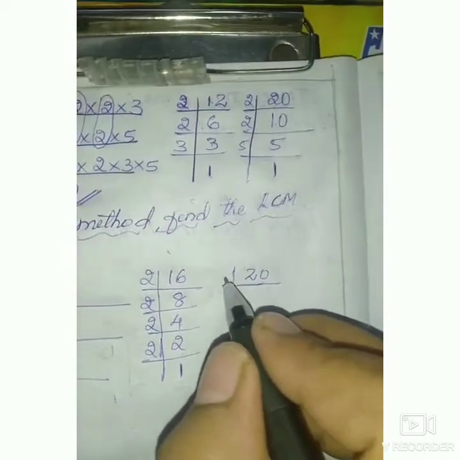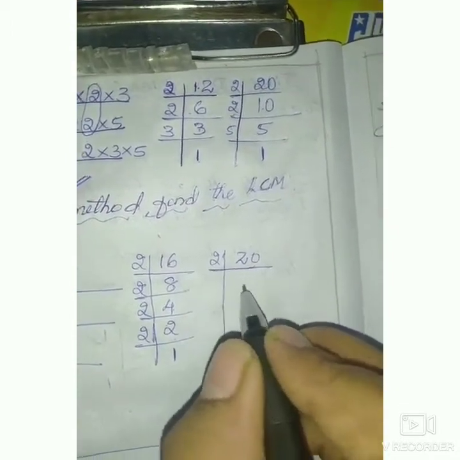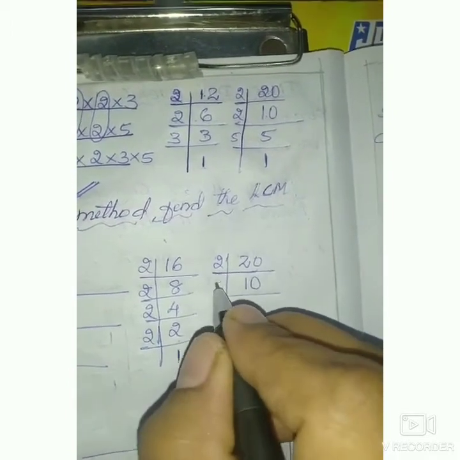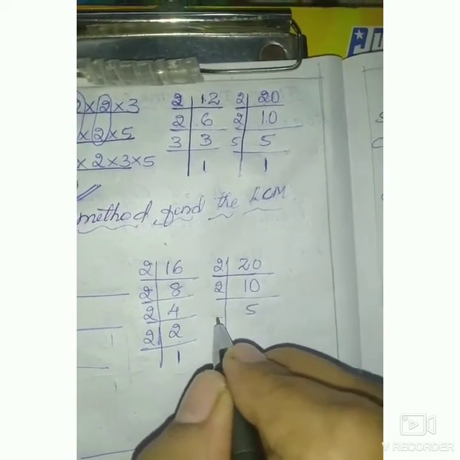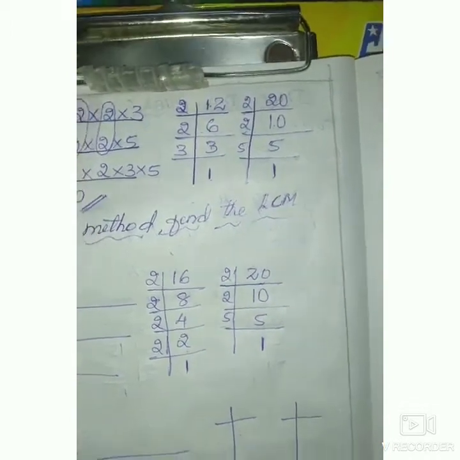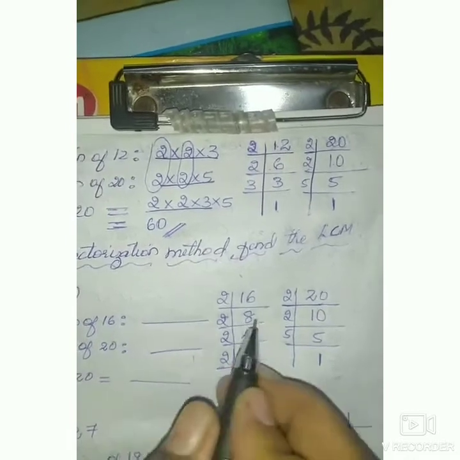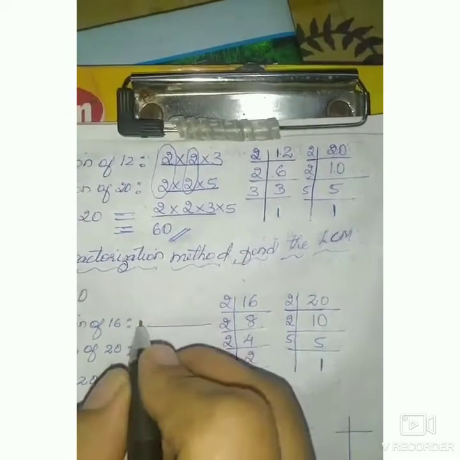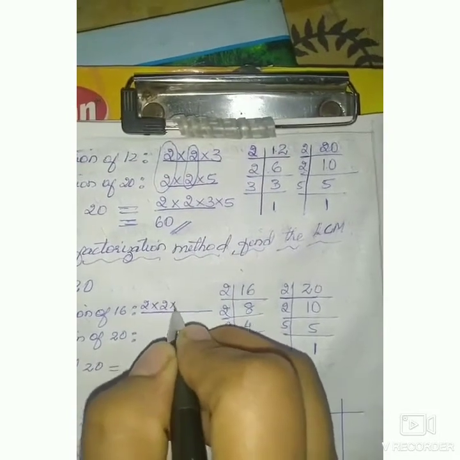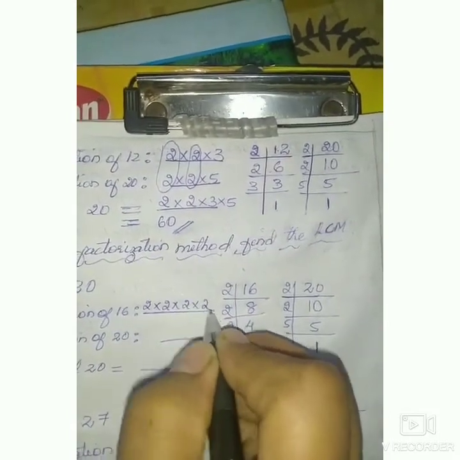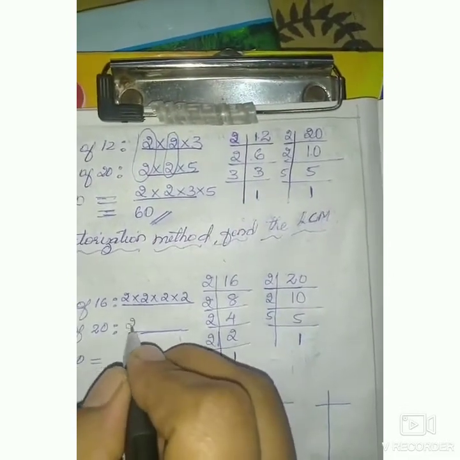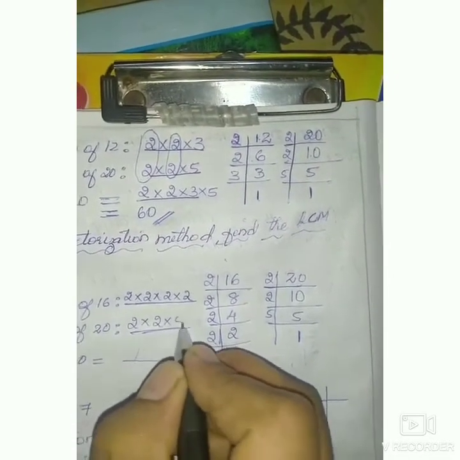Again 20, start with the small number 2. So 2 how many are 20? 2 10s are 20. Next, again 2 5s are 10. Now 5 is possible only in the 5 table. 5 1s are 5. So now write what is the prime factorization of 16? That is 2 multiplied by 2 multiplied by 2 multiplied by 2. Next, what is the prime factorization of 20? 2 multiplied by 2 multiplied by 5.